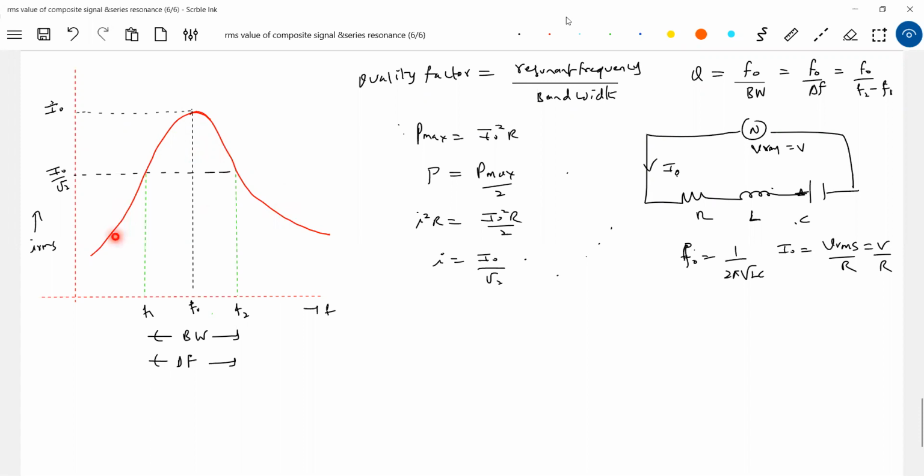From there, I'll draw a horizontal axis. It will cut the curve at 2 points. From there, I'll drop a vertical. I'll call this the upper cutoff frequency, and this the lower cutoff frequency. And I'll measure the width. That is the bandwidth. The resonance frequency divided by the bandwidth will become the quality factor.